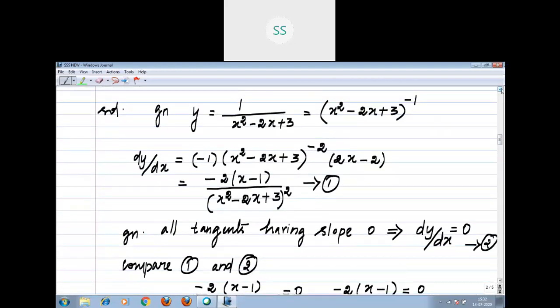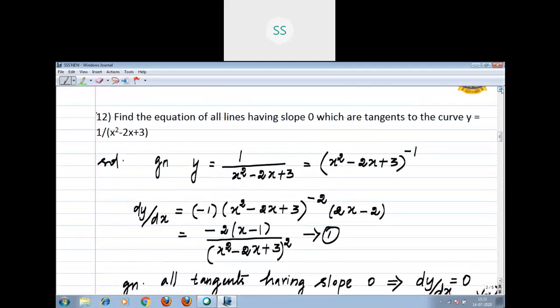First, y is equal to 1 by x square minus 2x plus 3. That you shift to the numerator. The next step, you are differentiating. First, you give importance to the power, then you move to the bracket. So, you arrived here as minus 2 into x minus 1 divided by x square minus 2x plus 3 the whole square, right?